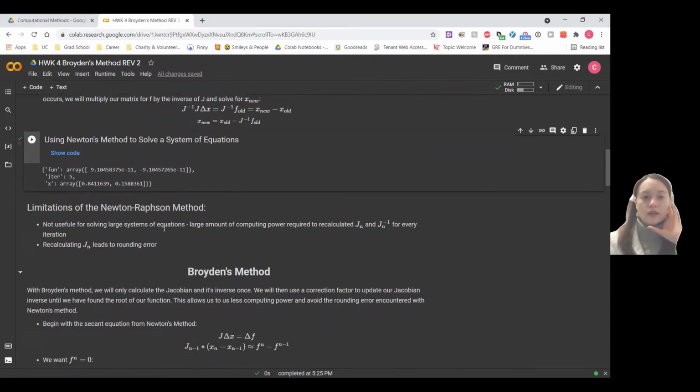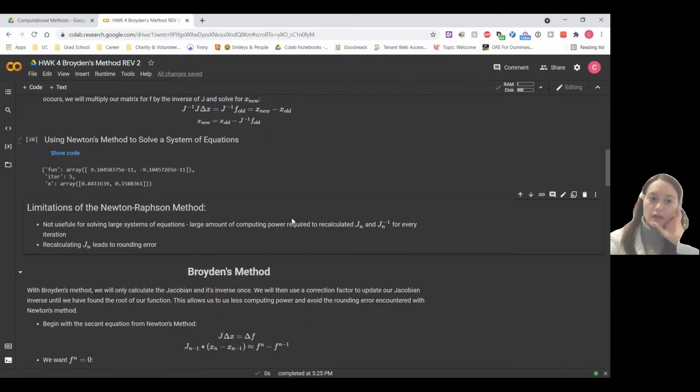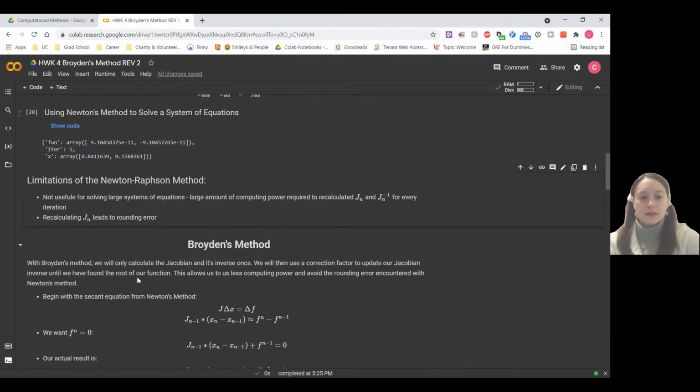The two main issues with using the Newton-Raphson method are that it takes a lot of computing power to recalculate the Jacobian every single time you iterate through the loop, and it also takes computing power to take the inverse of that Jacobian for each iteration. The other issue is that recalculating the Jacobian for each iteration can also lead to rounding error, because every time you calculate that Jacobian, you're losing some of the precision of your answer. So because of these limitations, a better method for calculating the root of functions is Broyden's method.